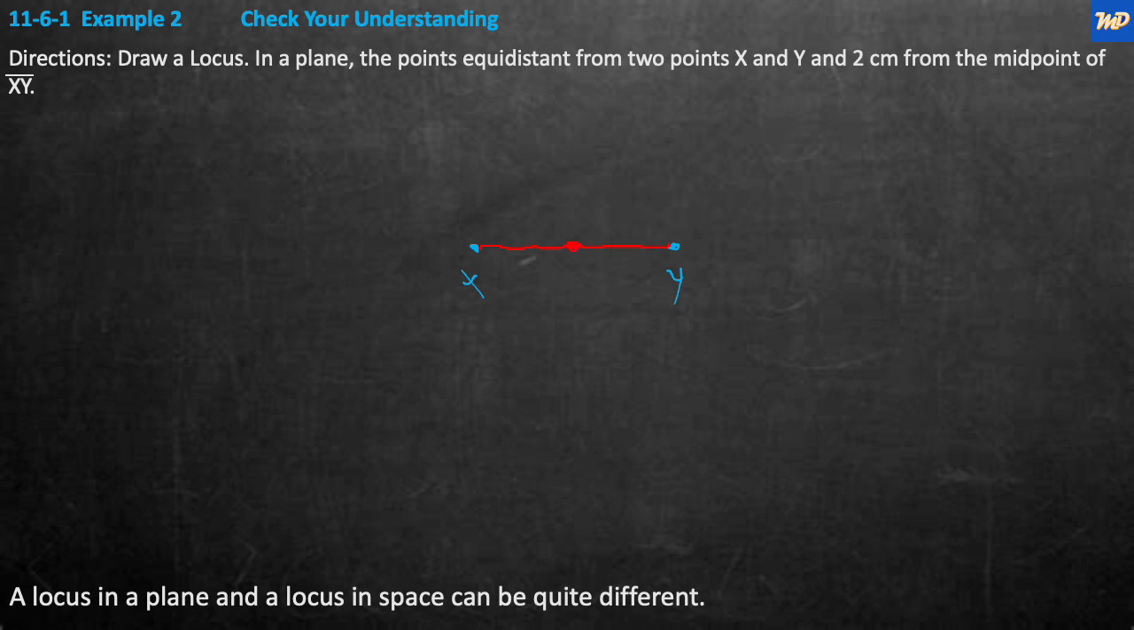And what do they want, though? They want 2 centimeters from the midpoint and equidistant from the 2 points. So it has to be equidistant from the 2 points x and y and 2 centimeters from the midpoint. Well, the only way we can do that is if this is 2 centimeters and this is 2 centimeters.